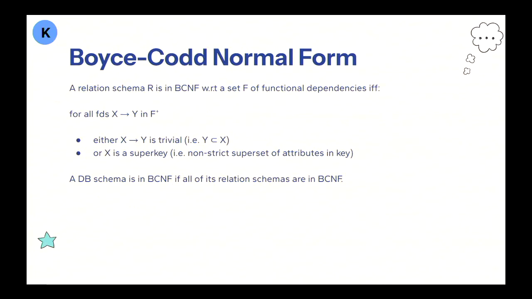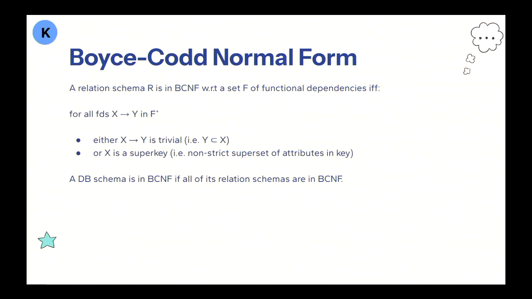And let's have a closer look at their definitions. A relational schema R is in BC normal form with respect to a set of functional dependencies F if and only if for all functional dependencies such as X determines Y in the closure of F, the functional dependencies must fulfill these two constraints. So either this functional dependency is trivial, which means that the right-hand side is a subset of the left-hand side, or the left-hand side is a super key.